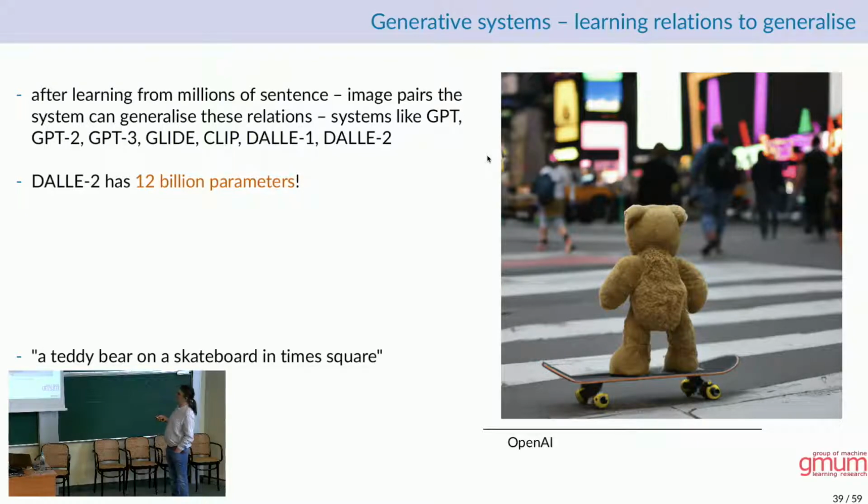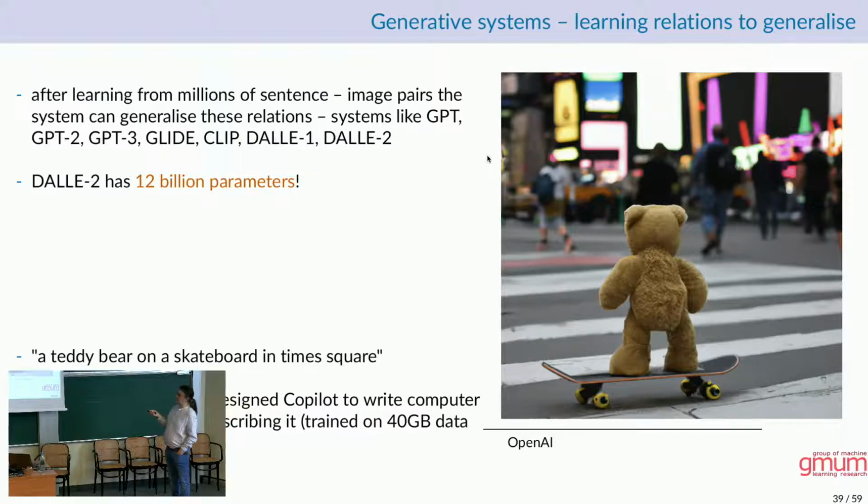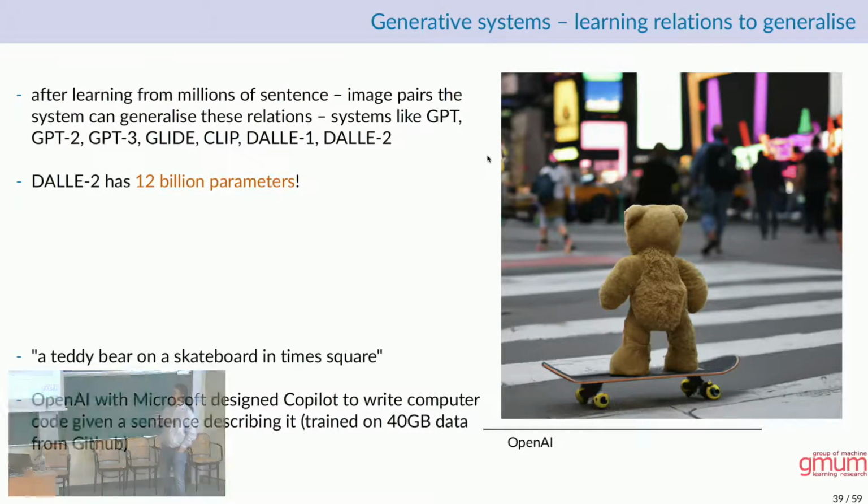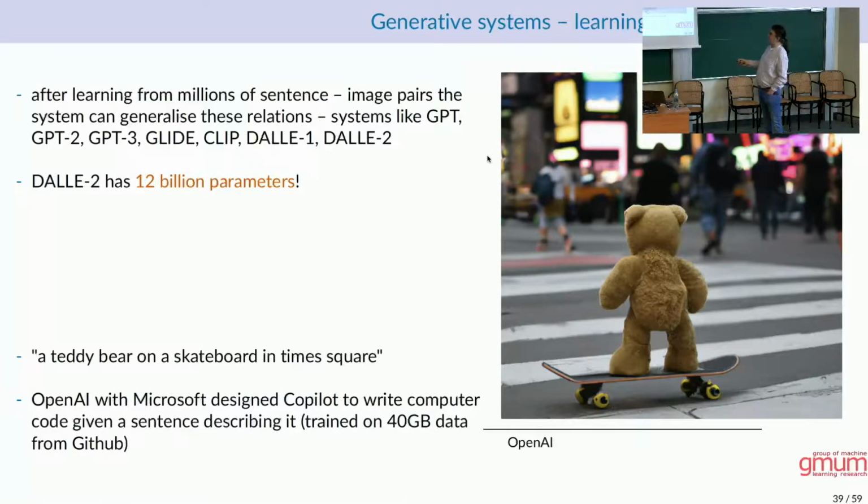So this is DALL-E 2, but then OpenAI have just designed a similar system which learns from the GitHub data. So whenever you upload your programs to GitHub, you know what Microsoft and OpenAI do with it. They trained a system to write programs automatically. It is not open, unfortunately.